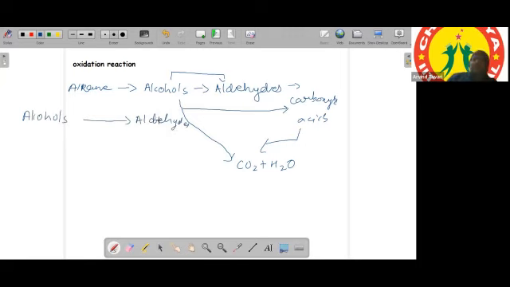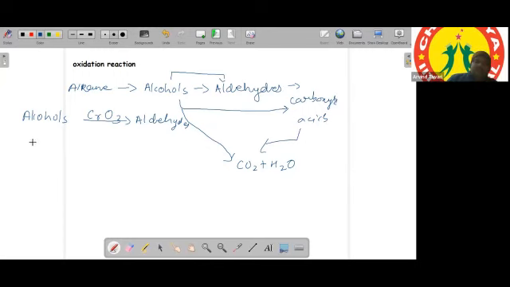Alcohols can be converted to aldehydes in the presence of chromium anhydride, CrO3. This is chromium anhydride. The oxidation stops at the aldehydic stage. This is also called a controlled oxidation of alcohol. So by this method, alcohols can be converted to aldehydes in the presence of chromium anhydride.